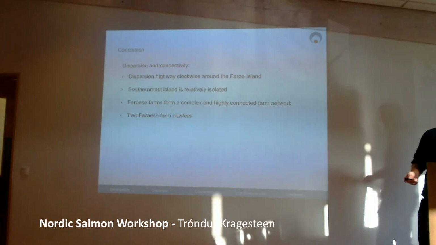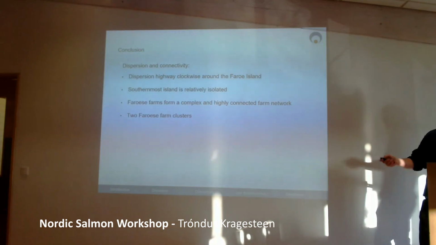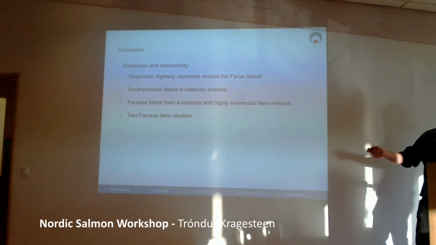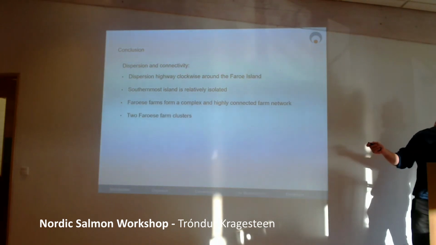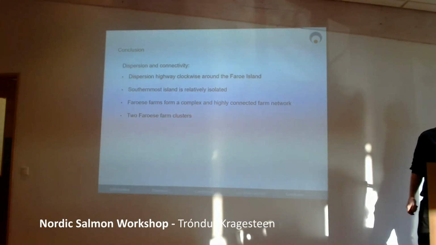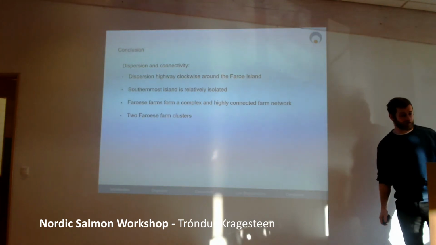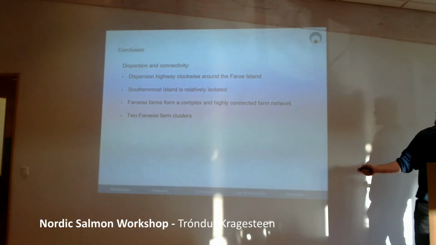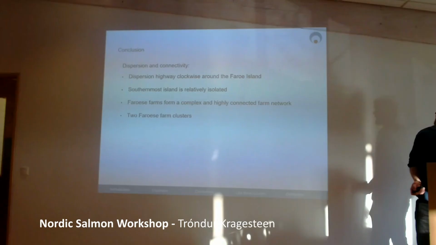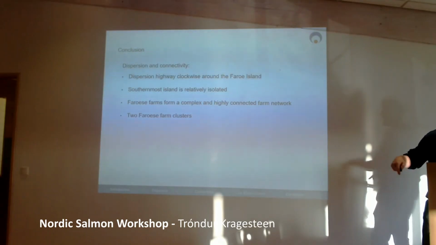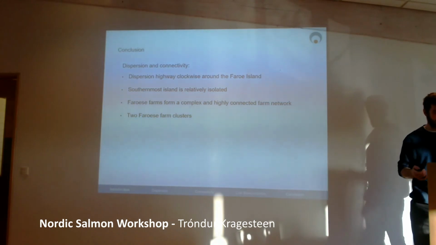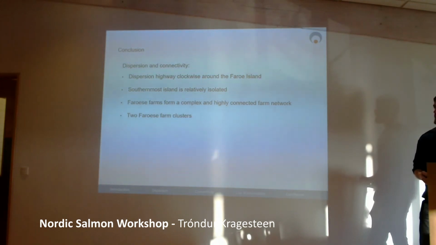So if I just run through the conclusions: in the dispersion connectivity, we saw that there was a dispersion highway that goes clockwise around the Faroe Islands, but the southernmost island was relatively isolated. The Faroese farms form a complex and highly connected farm network, and we have at least 2 clusters of farms in the Faroe Islands.